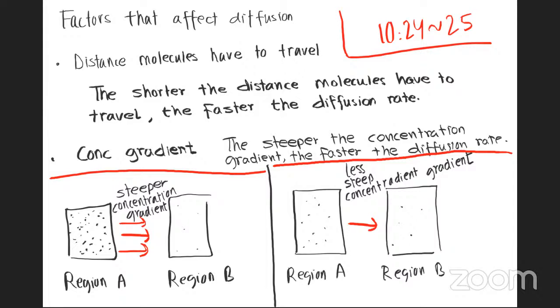Yes, that is correct. The bigger the difference between the two regions, the steeper the concentration gradient is going to be. Okay, so I guess most of you guys are done with this. So we will look at the third factor that influences the diffusion rate, and that is the surface area.